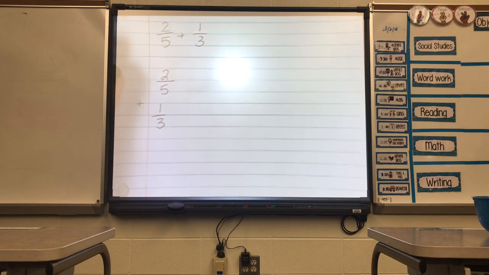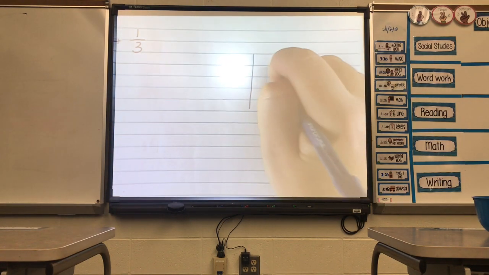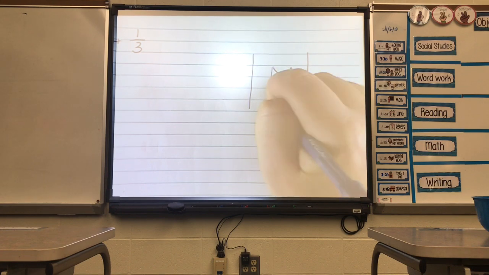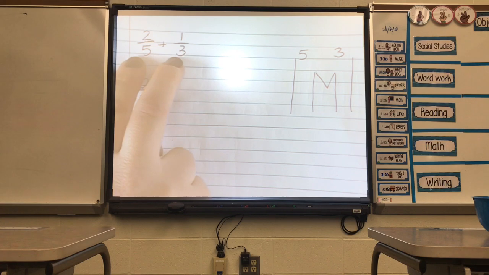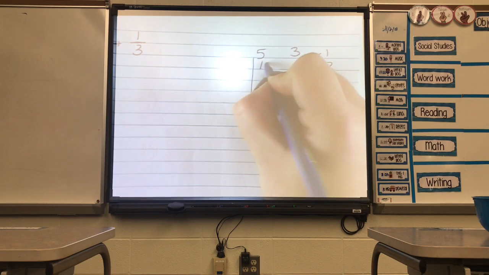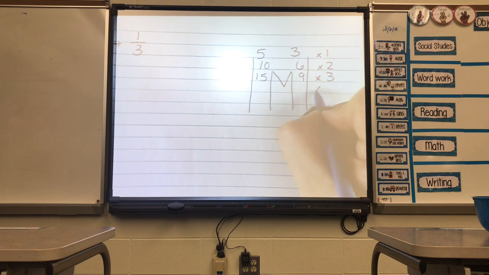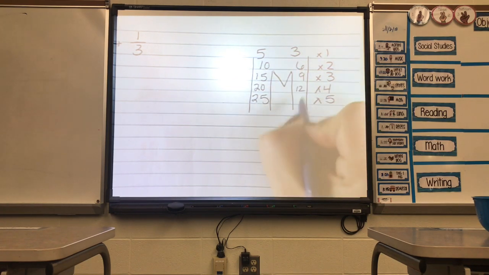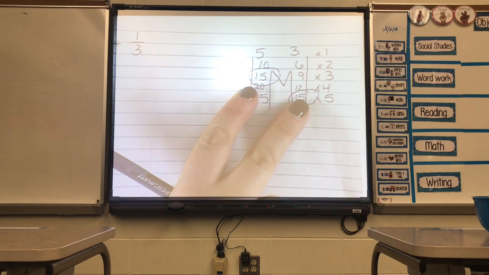Step number 2 is find a common denominator using the fancy M. If you have not watched my other video, you can watch it to see what the fancy M is. So I put my denominators on top. My denominators are the numbers on the bottom, so I put 5 and 3 on top. And I am going to keep going until I see a number that matches. So far, none of these numbers match. And this will also really help with multiplication facts as well. And I see that I have 15 as my common denominator.